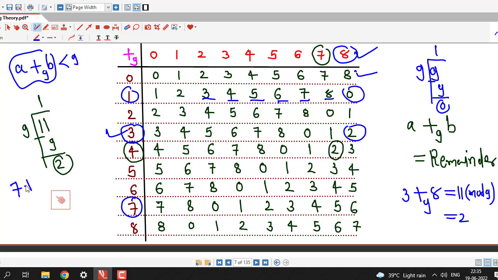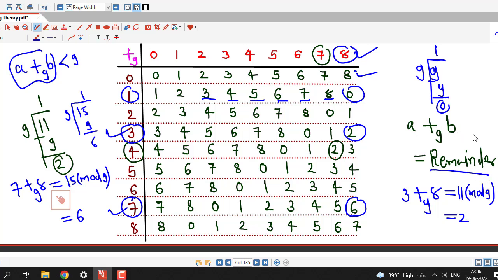So 7 plus 8 equal to 15. 15 modulo 9: if we divide 15 by 9, the remainder will be 15 minus 9 into 1, that is 6. So 7 plus 8 is written as 6. This is the way we have prepared this composition table using this operation: A addition modulo 9 B equals the remainder when A plus B is divided by 9.